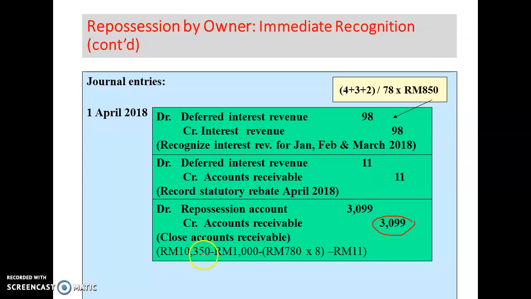Basically it's the hire purchase price of 10,350 minus the deposit paid minus the installment paid so far for 8 months from May until December, and minus statutory rebate. So this is basically your balance in your account receivable. Make sure also you minus the statutory rebate, because of this entry just now. You credit account receivable, so you minus 11 ringgit. So the balance is 3,099. So we're gonna close this against the repossession account.